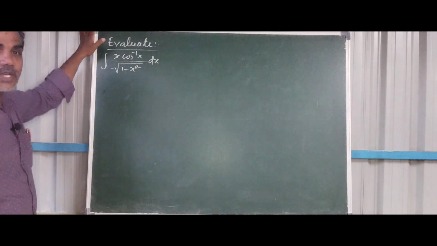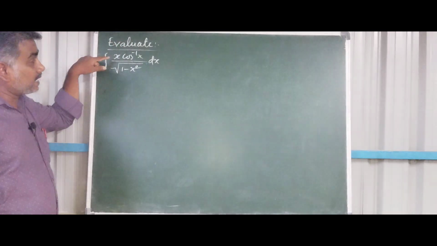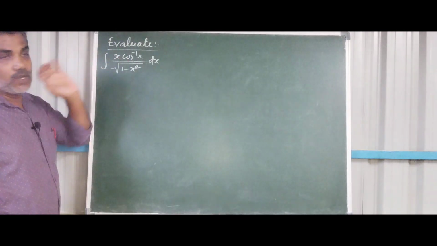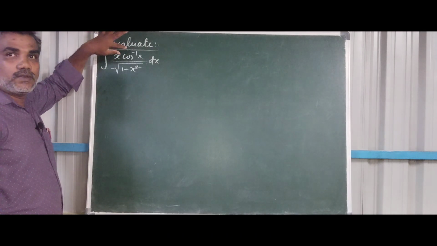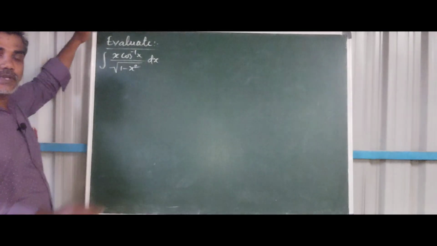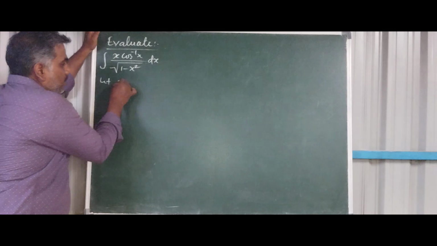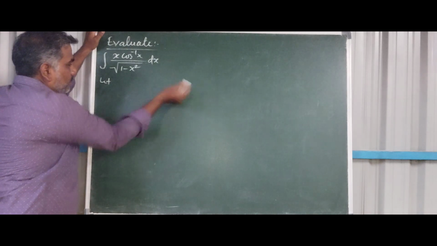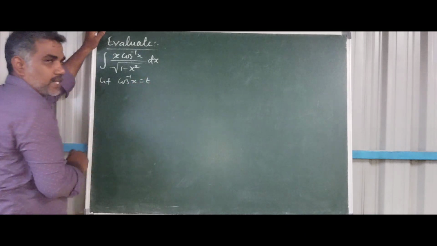Okay, evaluate the integration of cos inverse of x divided by root of 1 minus x square dx. Obviously we know there is a formula for the derivative of cos inverse of x that gives 1 divided by root of 1 minus x square. So that's a clue, so you can take, let cos inverse of x equal t.